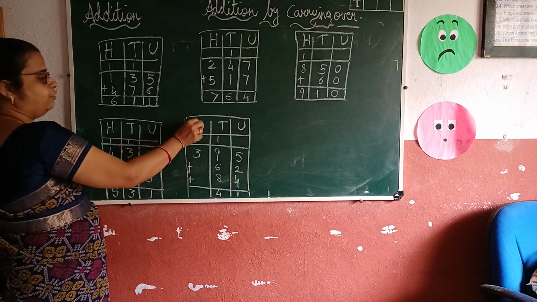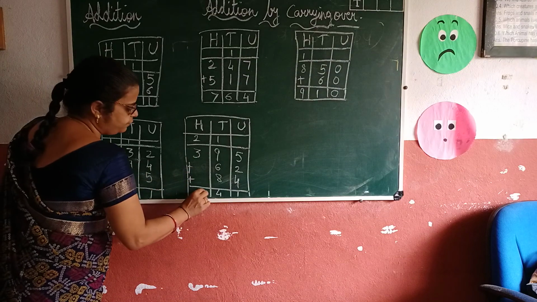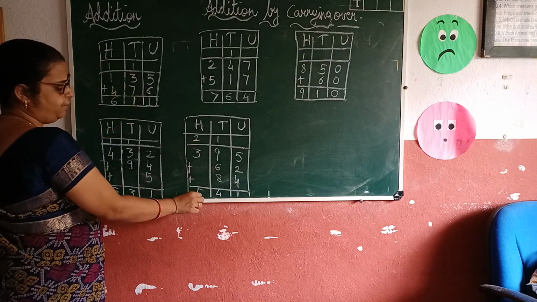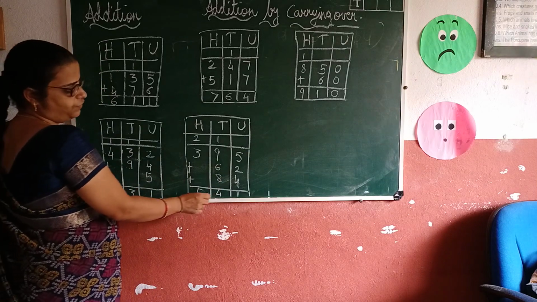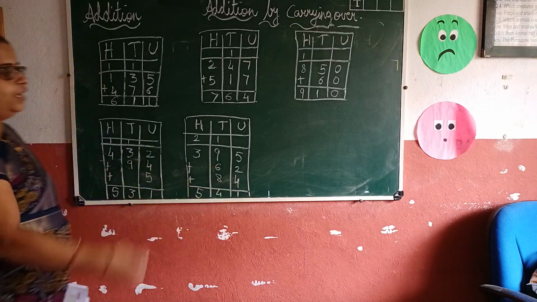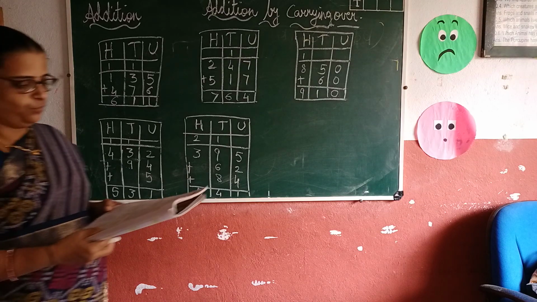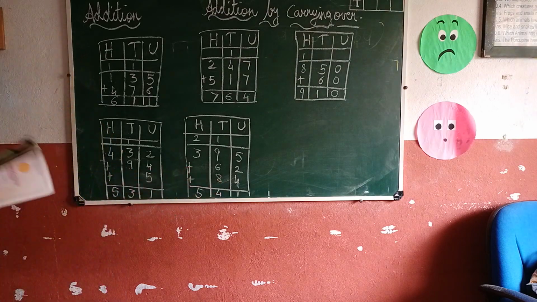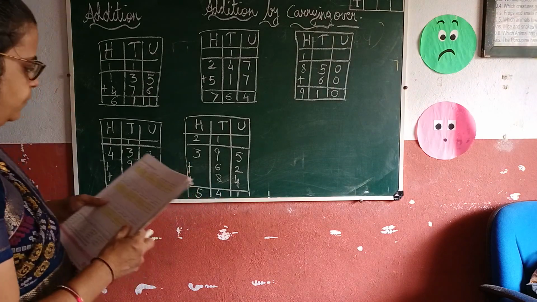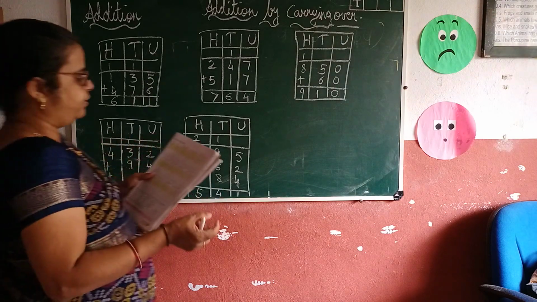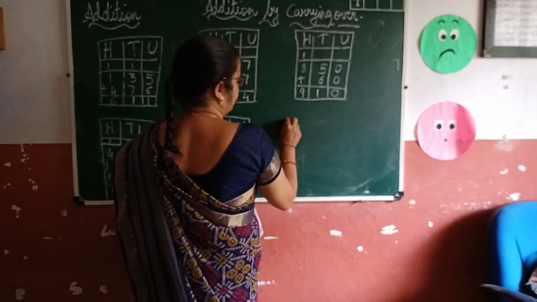So in the hundreds column, 200 plus 300 is 500. So 500, 4 tens, 1 unit. The answer is 541. I hope the students understood. From page number 52 you have to solve this in your notebook as well as your reliable book. So one more example: arrange vertically and add. I will solve one example, then you have to solve it in your book.